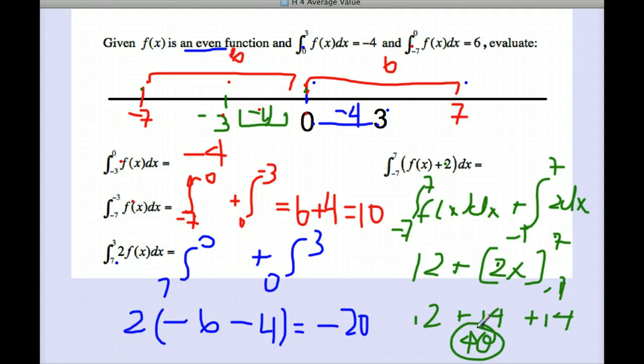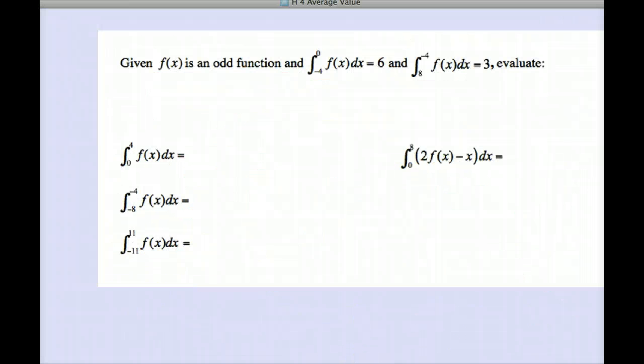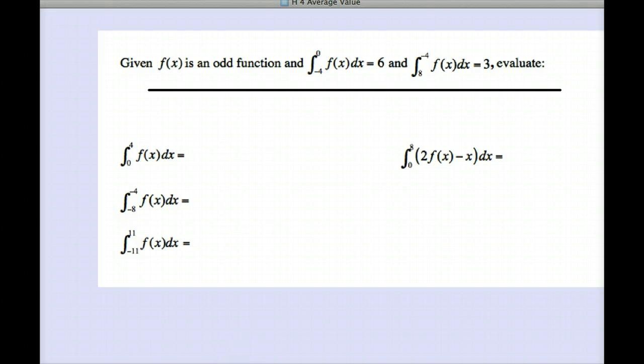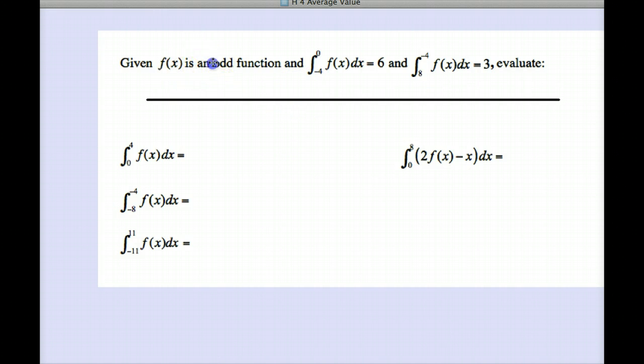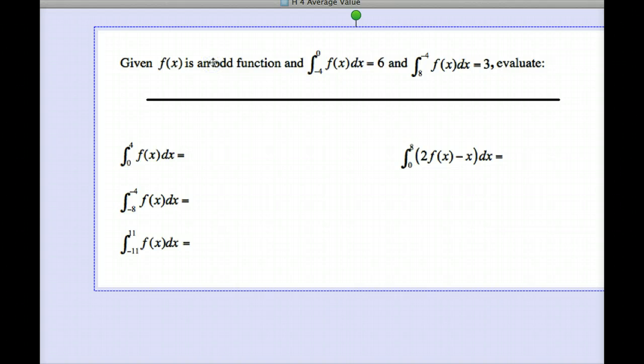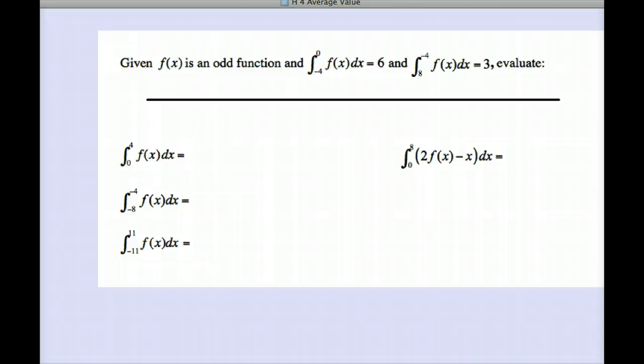Good. So let's do the next problem, and since this one was an even function, the next one is going to be an odd one. So we're going to use the same strategy. First step is I'm going to create my number line and then use our properties to fill in these blanks. We notice this is an odd function, so the values are the same, but the signs are going to be different. So let's start with -4 to 0.